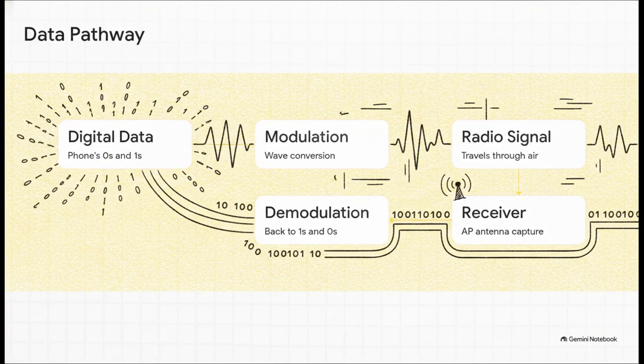Let's zoom all the way out and trace the entire journey from your couch to the internet, bringing all these concepts together. Here is the full transformation. Your phone's digital data, those pure ones and zeros, is meticulously modulated into an electromagnetic wave. That wave travels through the physical air, dodging interference, bouncing off your walls until it hits the router's antenna. The access point's receiver grabs that physical wave and carefully demodulates it right back into perfect ones and zeros before sending it off through the wired internet.